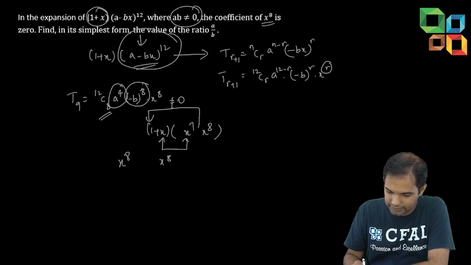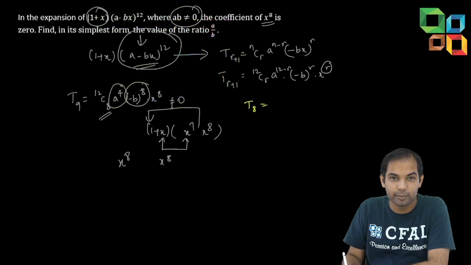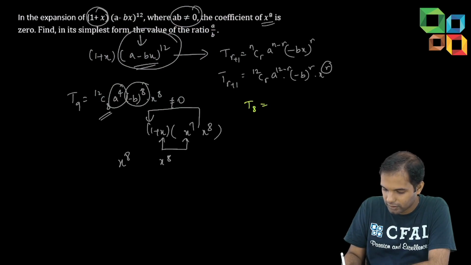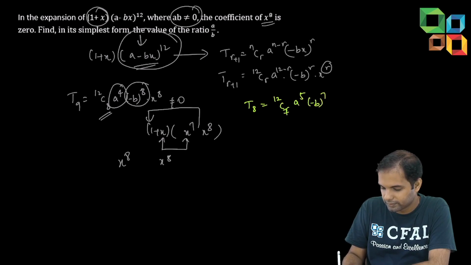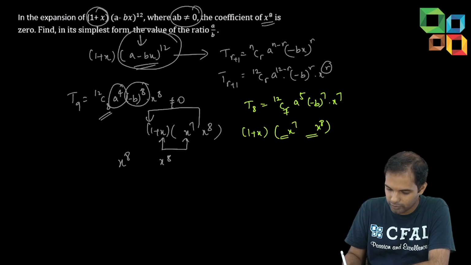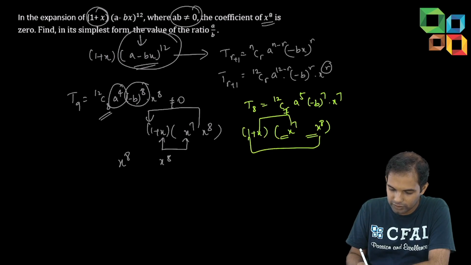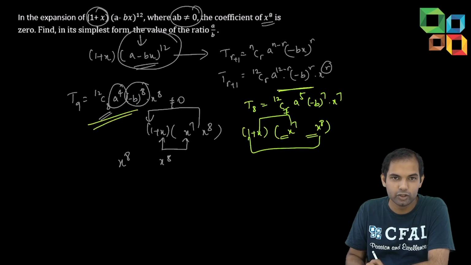So now what should we figure out? We already did this. So let's try to figure out what is T8, because I need the x power 7 term. So it is 12c7 a power 12 minus 7 minus b power 7, this is x power 7. Look at it. 1 plus x can give me x power 8 only in two ways. One is the x power 8 coefficient. One is the x power 7 coefficient. No other way. So let me add those two coefficients, which I know is equal to 0.